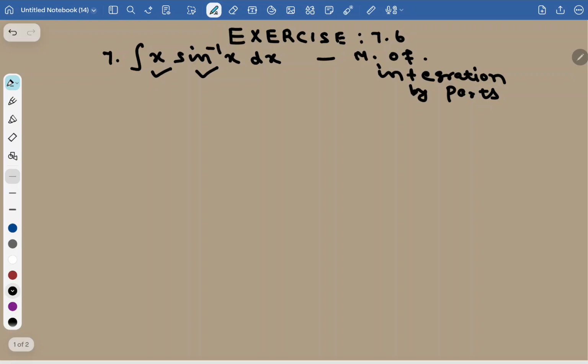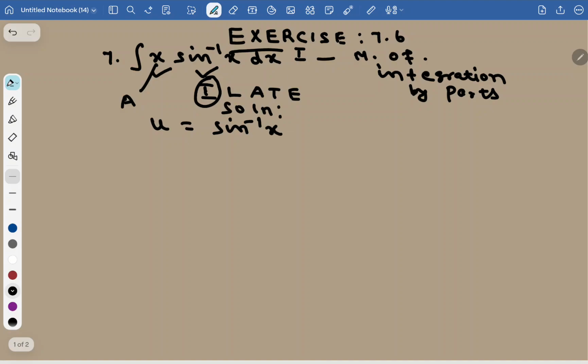If you apply integration by parts, you must know ILATE. It is a shortcut method for choosing u and also dv. Here x is algebraic, and sine inverse of x is inverse. Inverse comes first, therefore choose u as sine inverse of x. Solution: and dv is x dx. This part is differentiation, this part is integration.